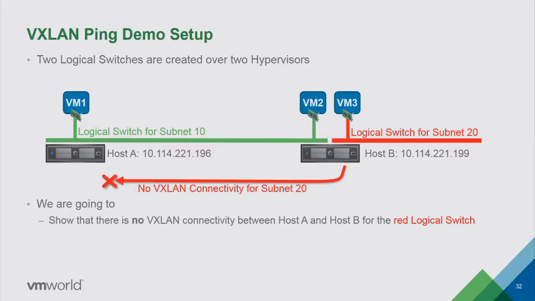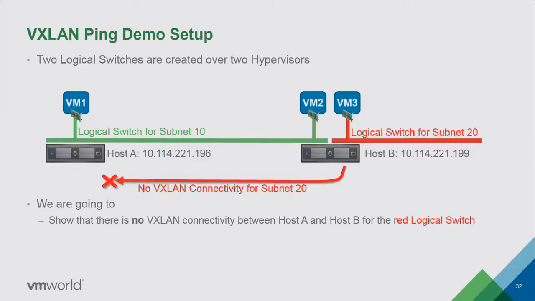As you can see, the red logical switch is not extended all the way to host A. In that scenario, your VXLAN ping will fail, right? This is a scenario that we see if you add a new host to the cluster. NSX will prep the host, but sometimes if there is a problem, the logical switch might not be extended all the way to host A. So this is the scenario that we recreated for you.